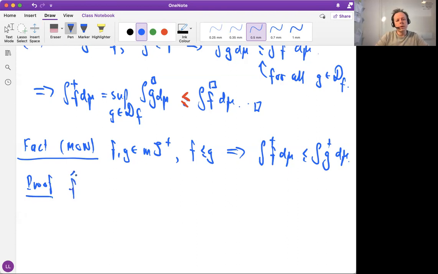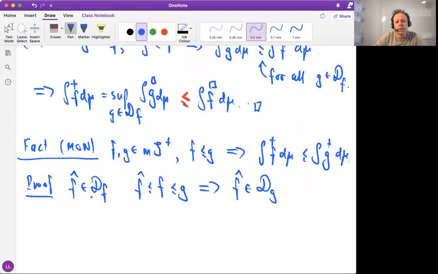Think about some function f hat, which belongs to D_f. So then f hat is simple by definition, and f hat is bounded by f. But because f is less than g, it follows that f hat is simple and bounded by g as well. That means that f hat actually also belongs to D_g. Briefly, we can state this: the collection of simple functions dominated by f is smaller than the collection of simple functions dominated by g.